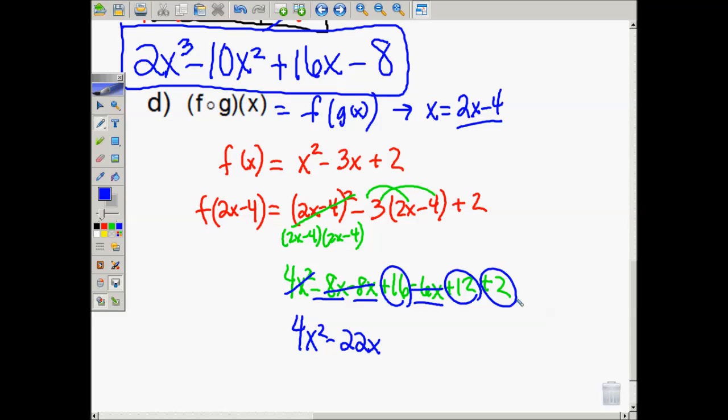Oh, this is 12. Okay. What's that? 30. And that is how you compose functions.